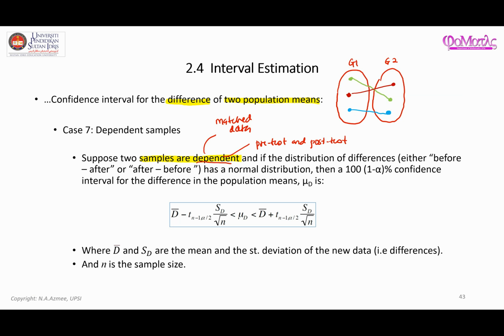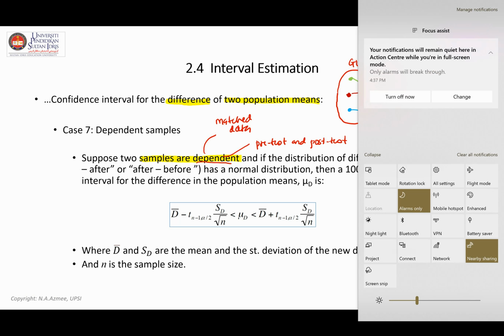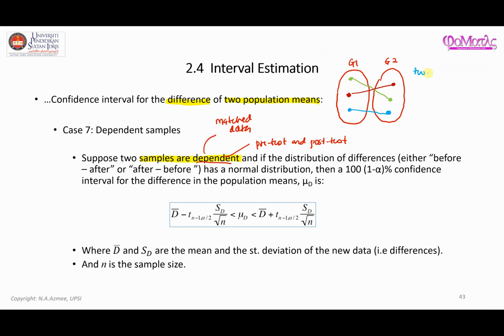Now usually this arises when you have, for example, twins as subjects. You want the twins to be as biologically identical as possible, so you take twins as subjects, and therefore the results here will be matched accordingly. So you are interested to find the difference between the results for each pair of twins. That's an example of matched data.